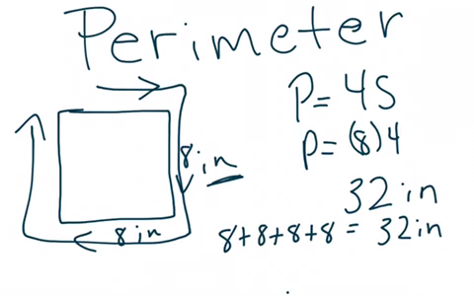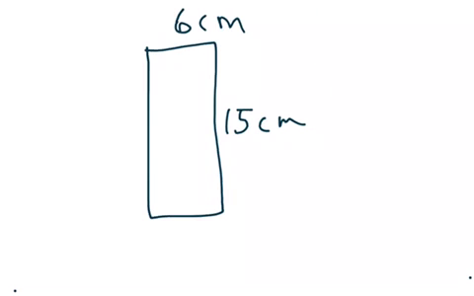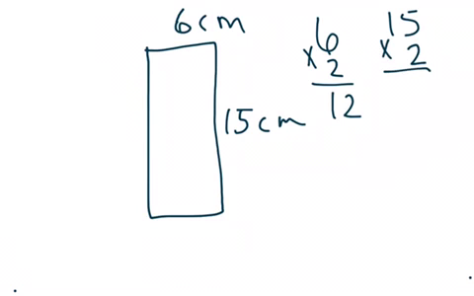The outside. All right, the next one is a rectangle. And a rectangle, each of those sides, you're going to multiply by 2 if you were to figure it out. So 6 multiplied by 2 is 12, and 15 multiplied by 2 is 30, and then you add those two up, which equals 42 centimeters.